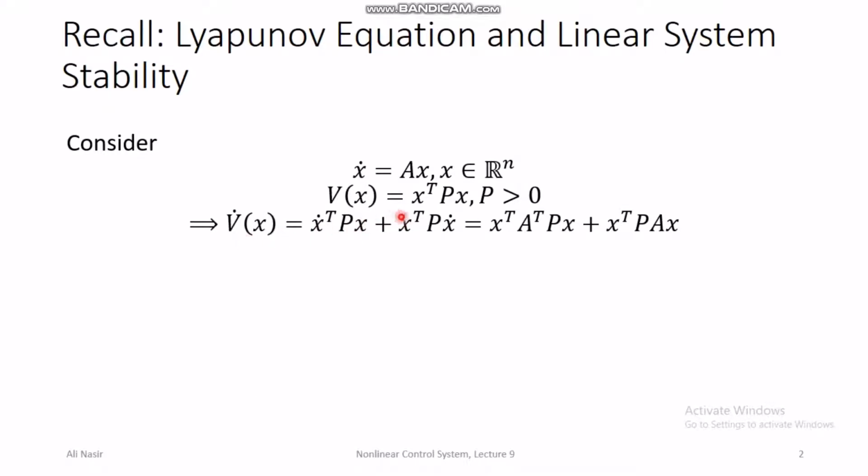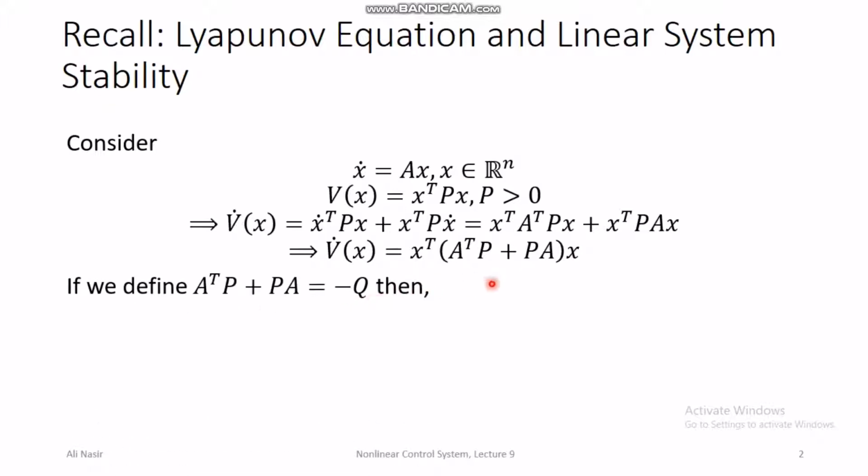If you calculate V dot of x using the chain rule as we always do, then with this definition of Lyapunov function, V dot of x turns out to be x transpose times (A transpose P plus P A) times x. This common factor A transpose P plus P A, we equate to minus Q, where Q is a positive definite matrix, so minus Q is a negative definite matrix. This whole equation is called the Lyapunov equation.